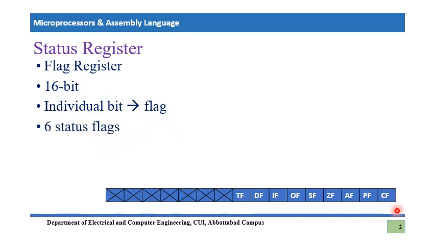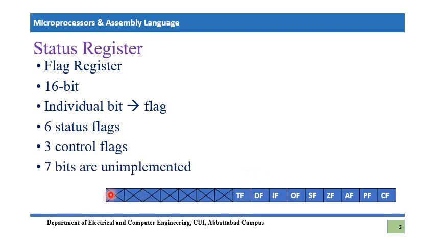We can see 1, 2, 3, 4, 5, 6, 7, 8, 9. So there are 9 flags, but out of those, these 6 flags are known as status flags, because they are translators of certain conditions, as I told you earlier. These 6 bits provide information about the current situation of the microprocessor, while these 3 flags, IF, DF, and TF, are called control flags. They put the microprocessor in a certain state or condition where it performs other than its normal routine. That's why they are known as control flags, and they can be controlled or programmed by the programmer.